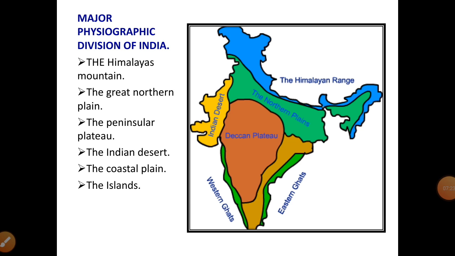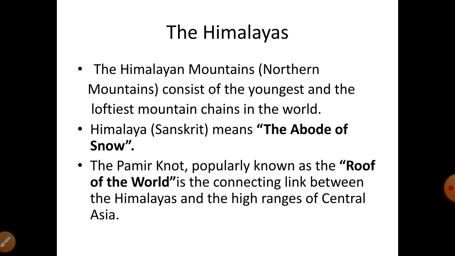Next, the major physiographic divisions of India. Let's imagine our country has the majestic Himalayan peaks in the north, the beautiful beaches in the south, the great Indian desert in the west, and natural heritage in the east. All these make our country very beautiful. So, based on the major differences, the landforms are divided into the Himalayan mountains, the great northern plains, the peninsular plateau, the Indian desert, the coastal plain, and the islands. First, we will see about the Himalayan mountains.